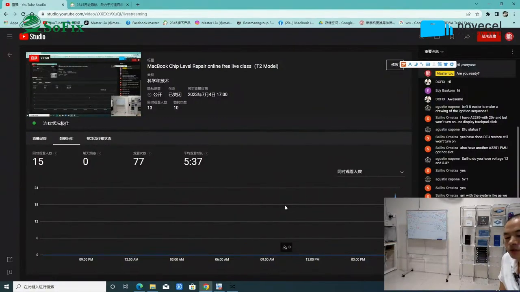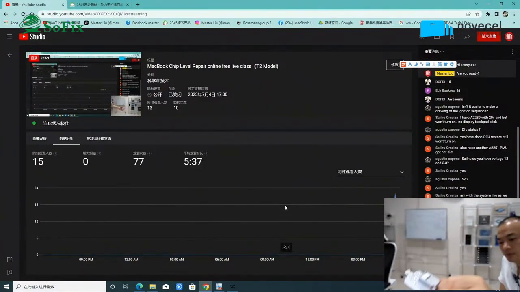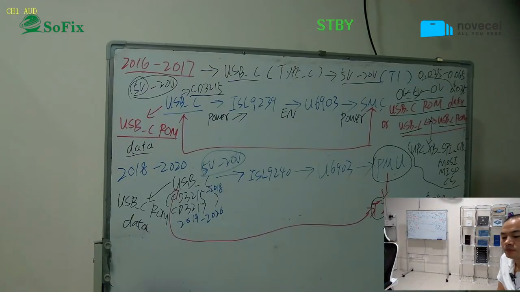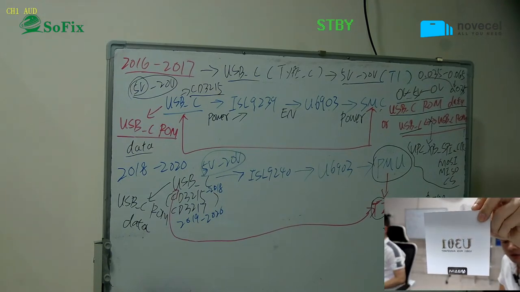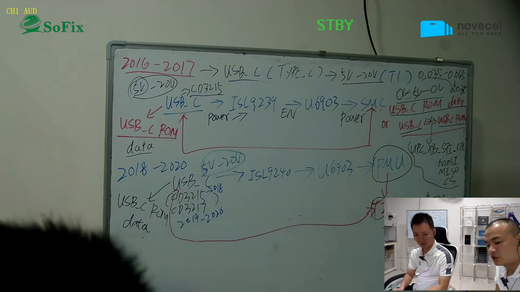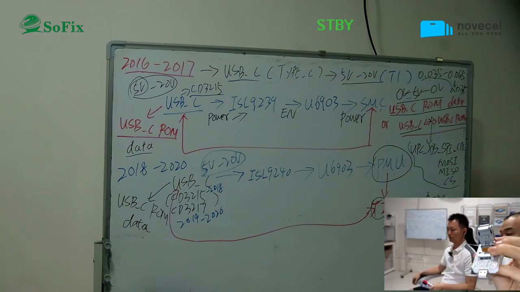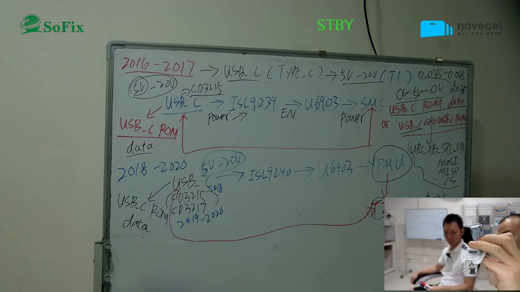So this is the tool so we can program the USB-C ROM. Program the USB-C. This number is the code, U301. So this is the model of this product. And this is the socket we put the USB-C in. We put a USB-C ROM inside of this socket, right?